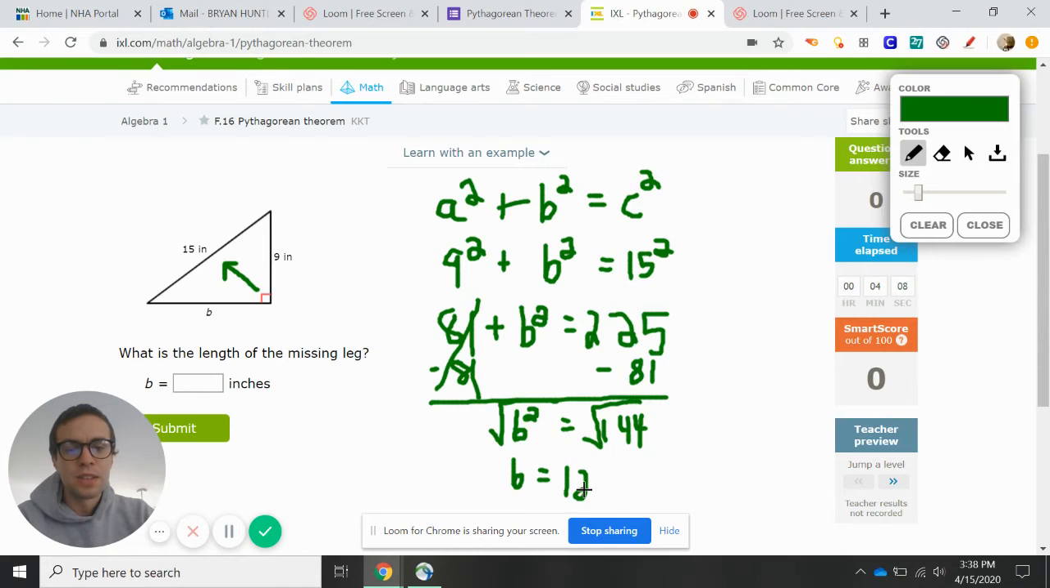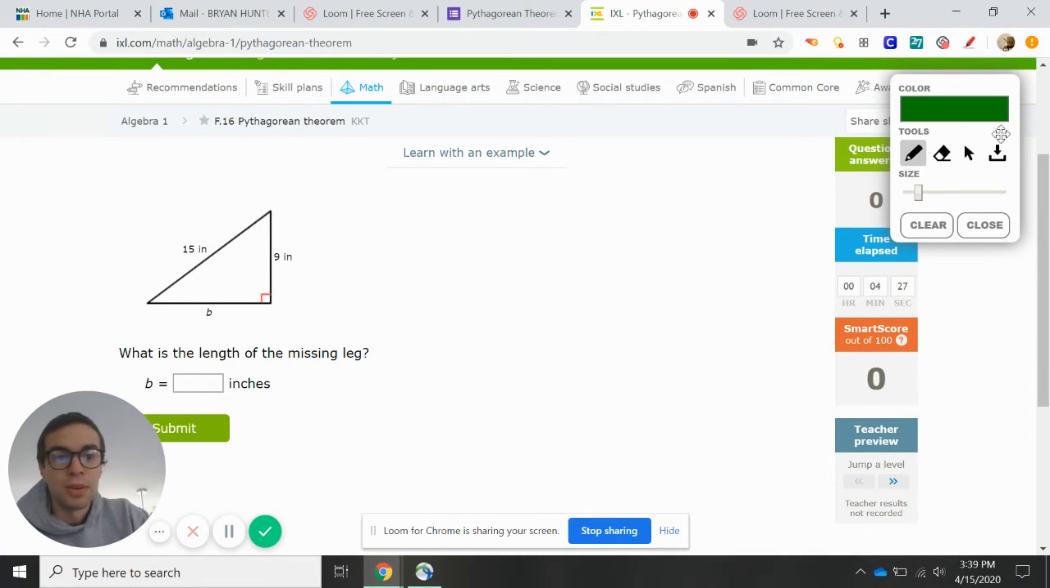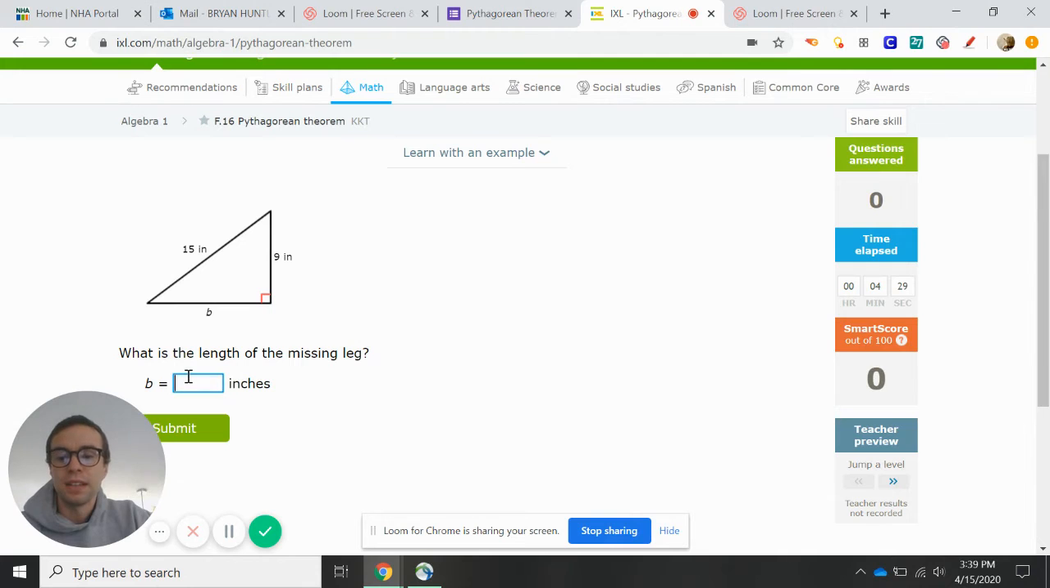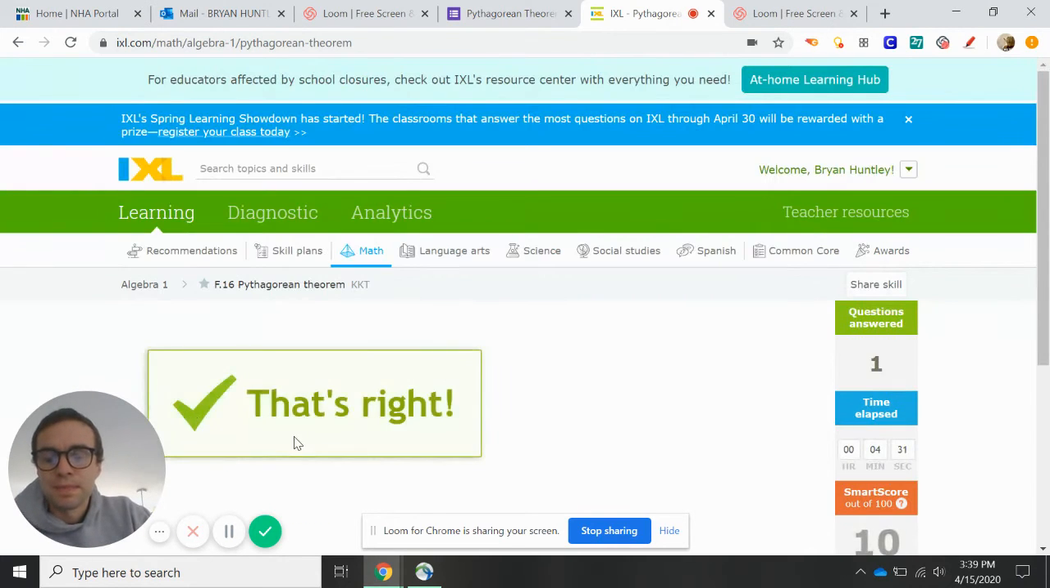So that's how you would solve using the Pythagorean theorem. If you're comfortable in this, go on without me. I'll do maybe 1 or 2 more examples within this IXL to show you how to work this through. But then I would just put 12 in for my answer and move on. So I'll clear this off, and I would put 12 in here and submit it.